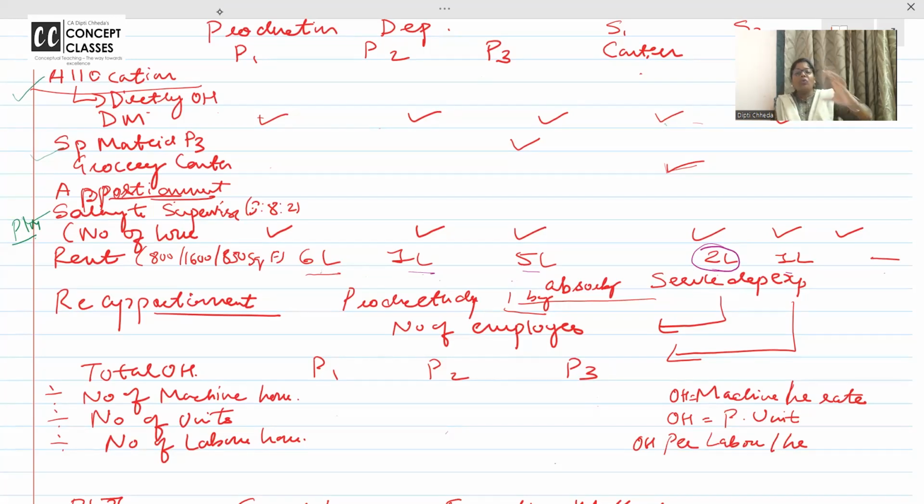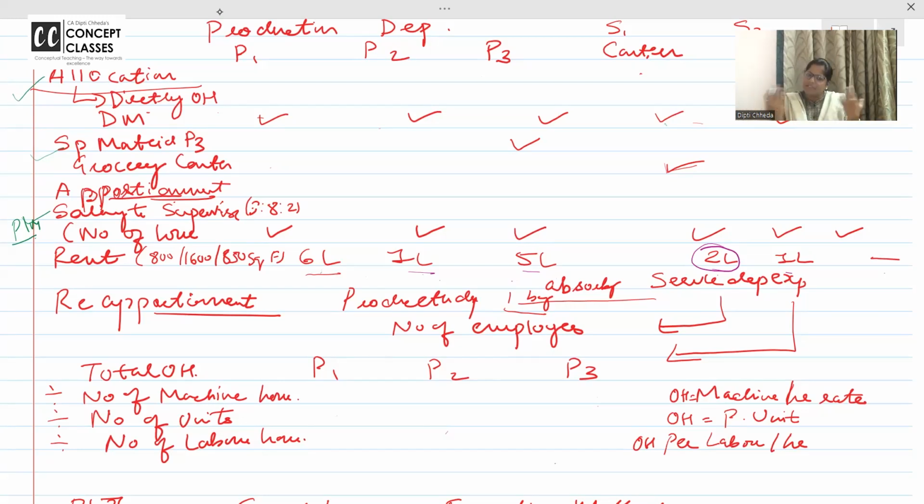Now, who will give you the production? P1, P2, P3, production departments. Service expense needs to be absorbed by production departments. Do you digest this? Service department expenses you will have to allocate to production departments. I mean, reapportion.